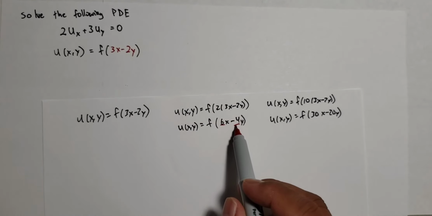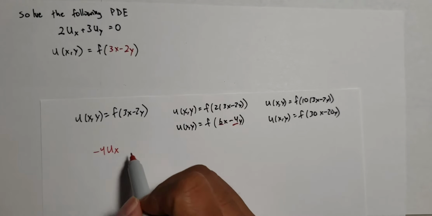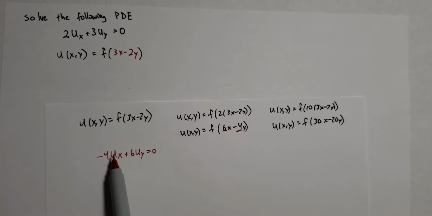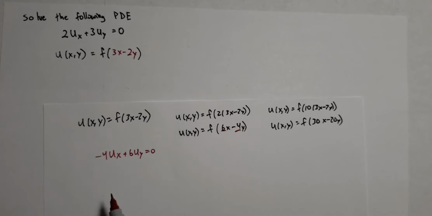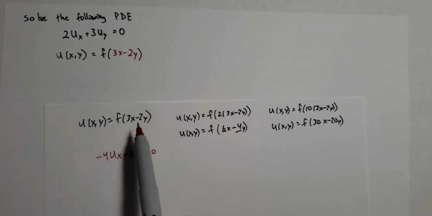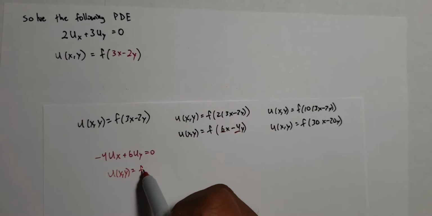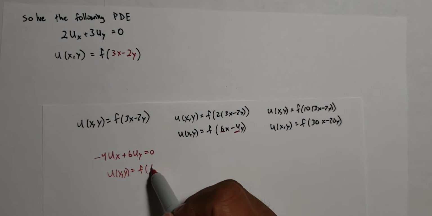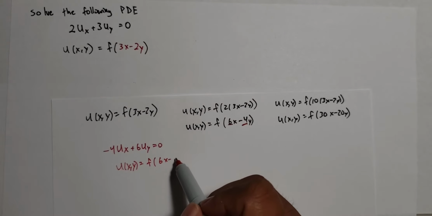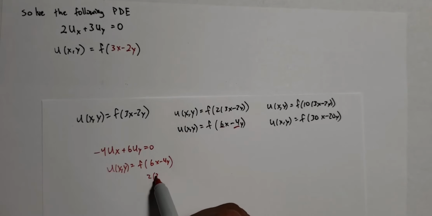So if this 4 comes from over here, that would be negative 4 u of x plus 6 u of y equals 0. You can factor out a 2. So let's say this was your solution, right? Then you can say u of xy equals f of, let's see, 6x minus 4y. So it's like you can factor it out, right? So that'll be 3x minus 2y.